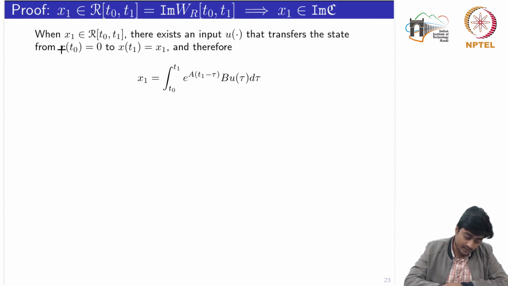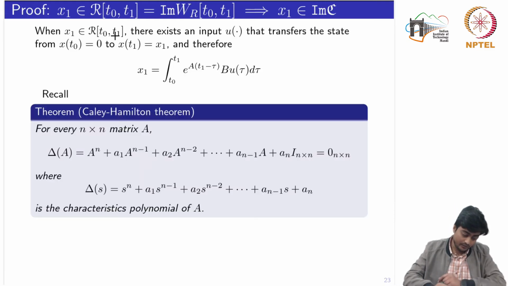Starting along the same lines, when x1 belongs to this reachable subspace, there exists some input u that transfers the state from 0 to x1, and therefore x1 is given by this one. This basically comes from the solution of the LTI systems. So we already know that there exists some u.